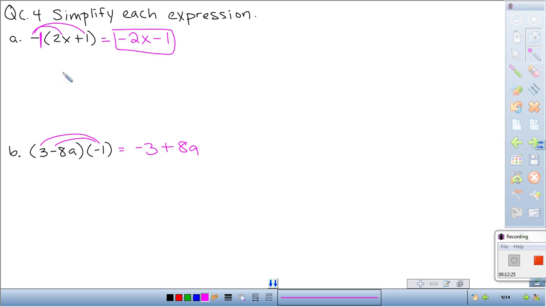So notice all we're doing when we multiply by a -1 is changing all the signs. Was positive 2x, now it's negative. Was a positive 1, now it's negative. Down here, it was a positive 3, now it's negative. It was a negative 8a, now it's a positive 8a. So when you multiply by a -1, all you're doing is just changing all the signs.